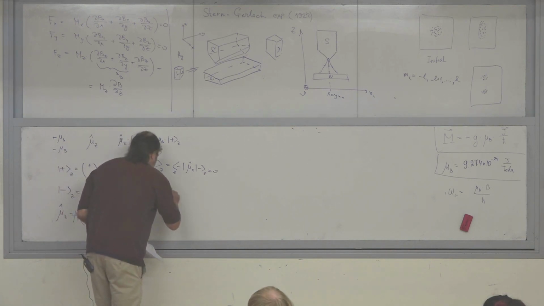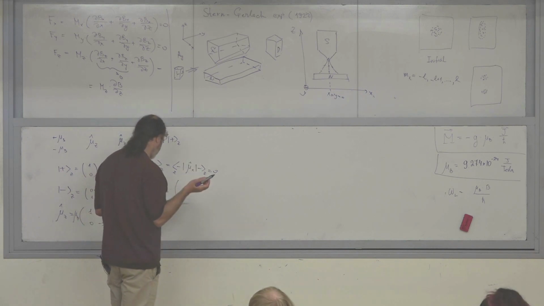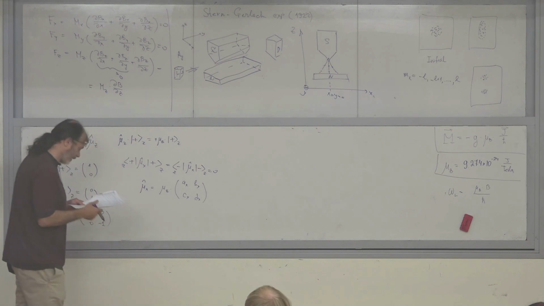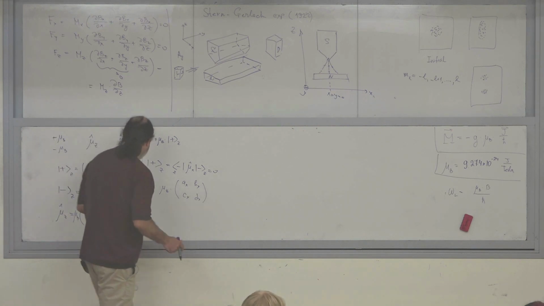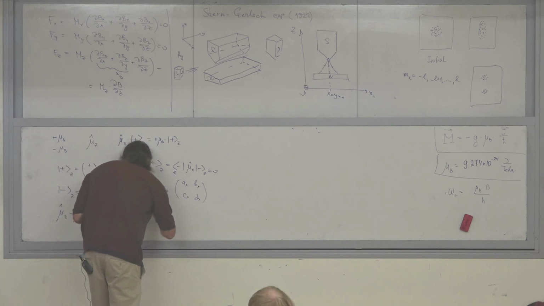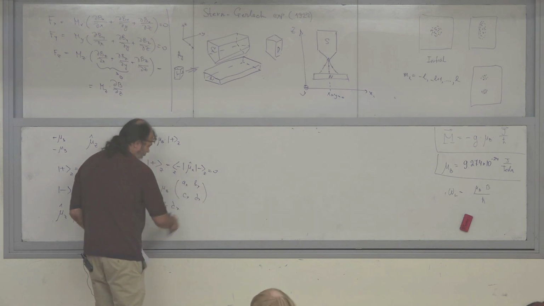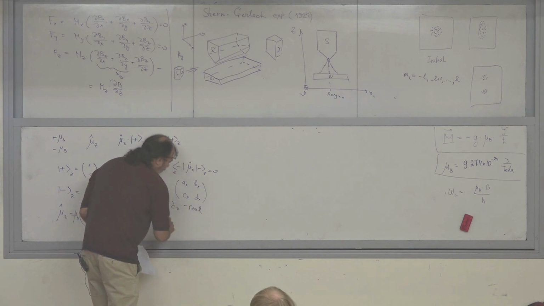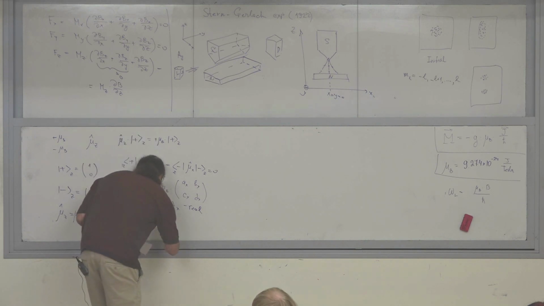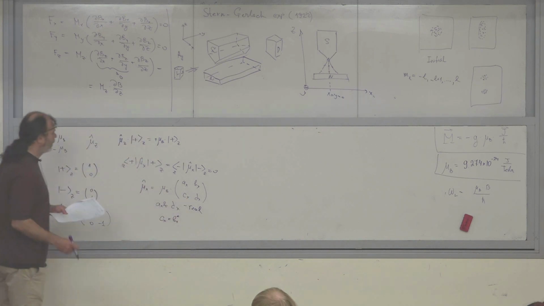This matrix will be equal to mu b multiplied by some general matrix of ax, bx, cx, dx, right? So we have to find these values. We know that this matrix should be Hermitian. Therefore, the diagonal elements ax and dx should be real, and also cx and bx should be complex conjugates of each other. So cx should be equal to the complex conjugate of bx. This is just a requirement of the Hermitian matrix.